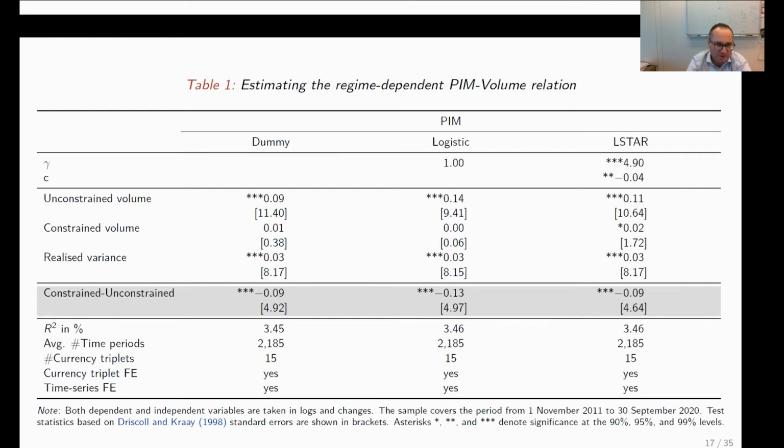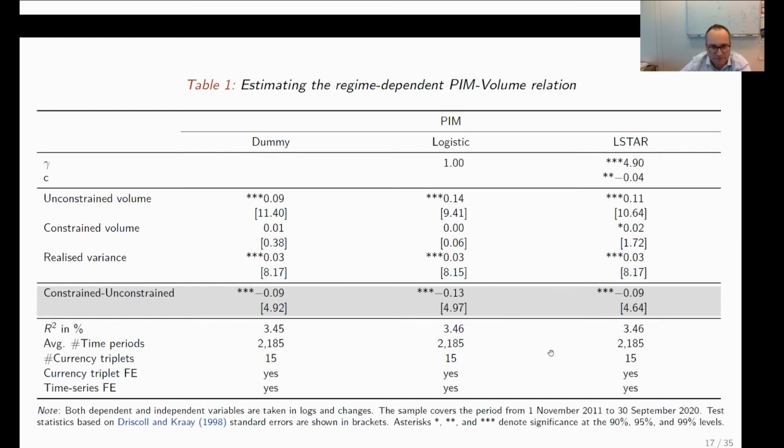Also note that the realized variance always comes out significantly in these regressions. And when we are then testing whether there's a difference in the coefficient between the constrained and unconstrained regime, they're all statistically significant and economically sizable.